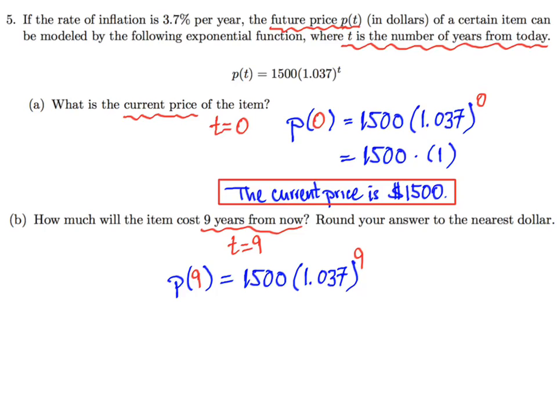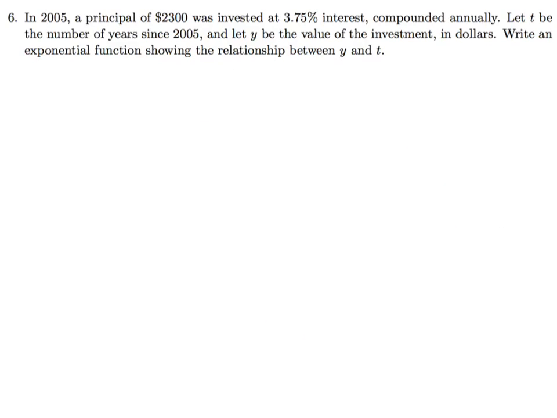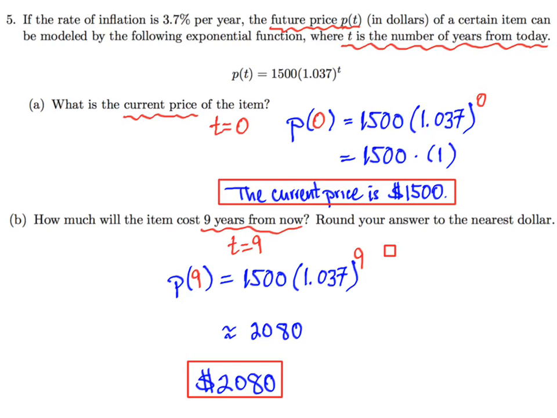1.037 to the 9. So once again, just put in your calculator 1.037, raise it to the exponent 9, leave that number in your calculator and just hit times 1500. And you'll get a decimal, but you want to round it to the nearest whole number. So you should get 2080. And that means that the current price is $2,080. There we go.